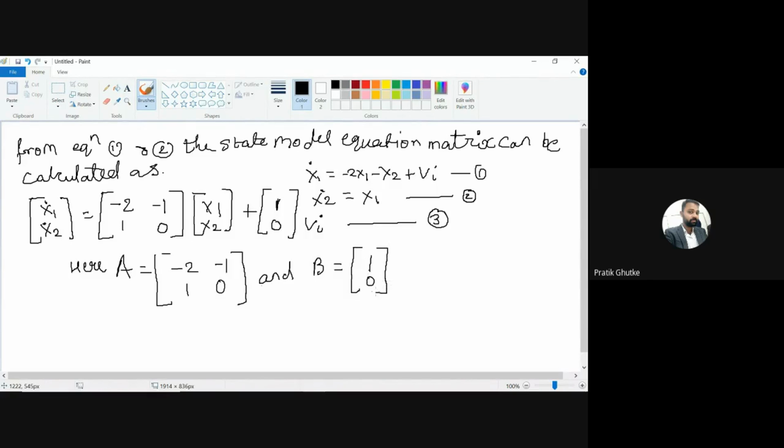Now, what have they asked in the question? They have asked to obtain the state transition matrix. Okay. And second part, using the state transition matrix, find i of t. So all the preparation for calculation of the state transition matrix is over now. In the next class, we will see how to calculate the state transition matrix with the help of the Cayley-Hamilton theorem. As I know the A matrix, I can easily calculate it. Okay. Have you understood up to here?